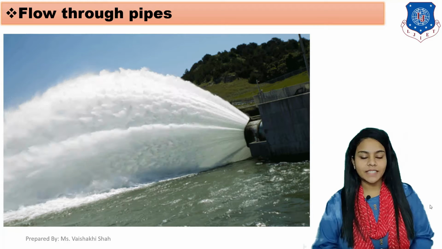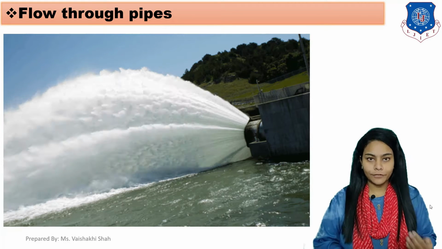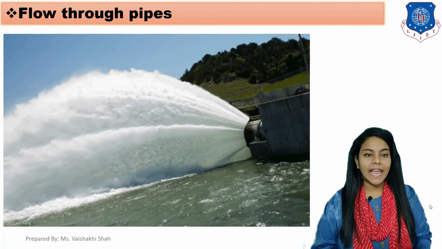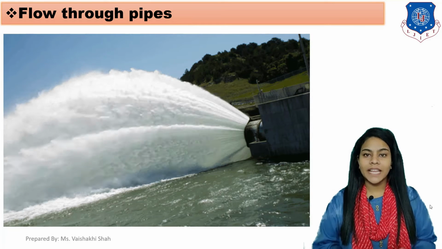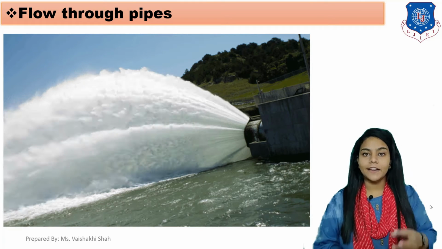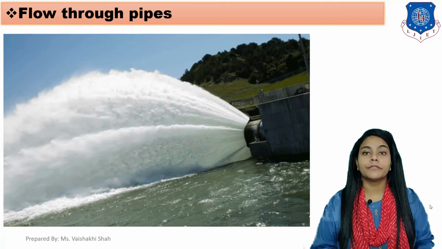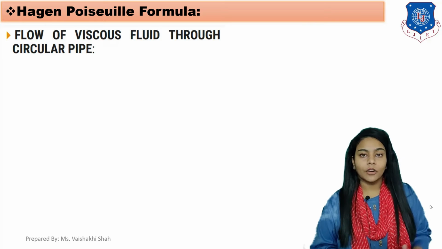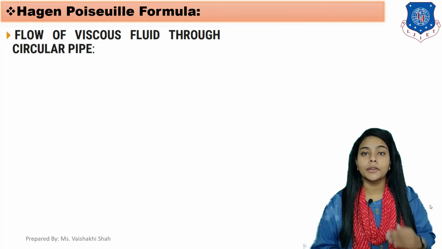Now in our subject Fluid Mechanics and Hydraulics, in the chapter called Flow Through Pipes, in today's lecture we are going to study the Hagen Poiseuille equation. The Hagen Poiseuille equation is basically used to find out head loss due to friction for laminar flow. It is normally used for viscous fluid and flow through a circular pipe.